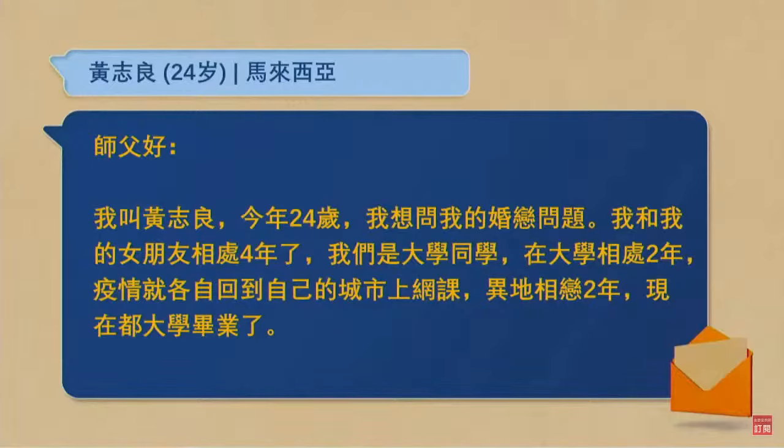their relationship. So the young man and the young girl are in different cities, and so this love, should they continue? He's Xiao Huang from Malaysia. He's 24 years old, and he wanted to ask about his marriage.